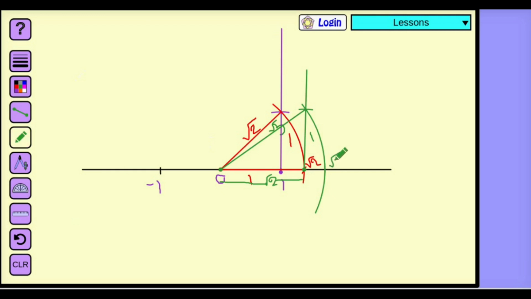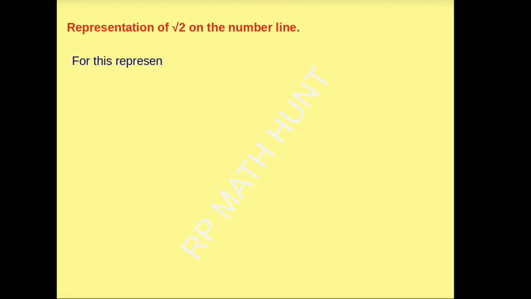Now, we have drawn root 2 and root 3 on the number line. In such a way, we can draw any number of irrational numbers on the same number line. Now, for the representation, the following steps must be followed. Step 1: Draw a number line and mark the center point as 0.